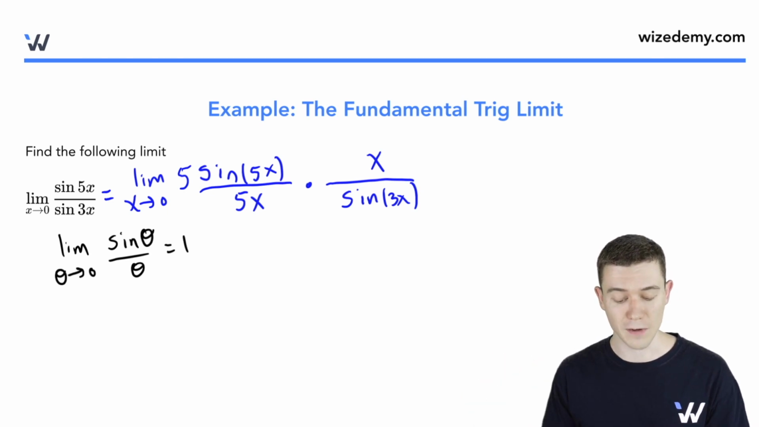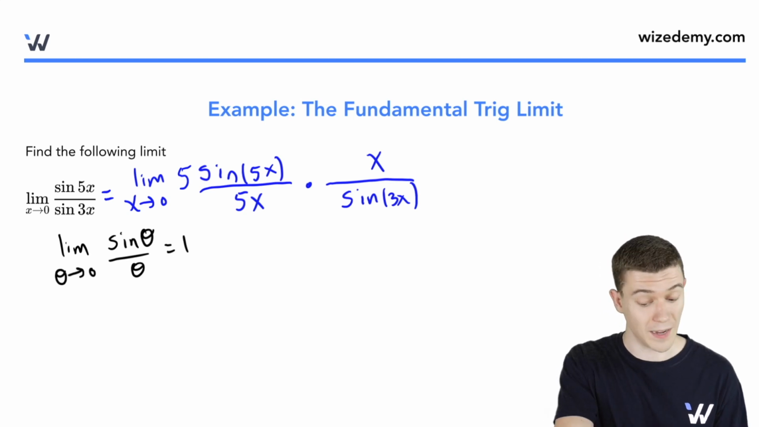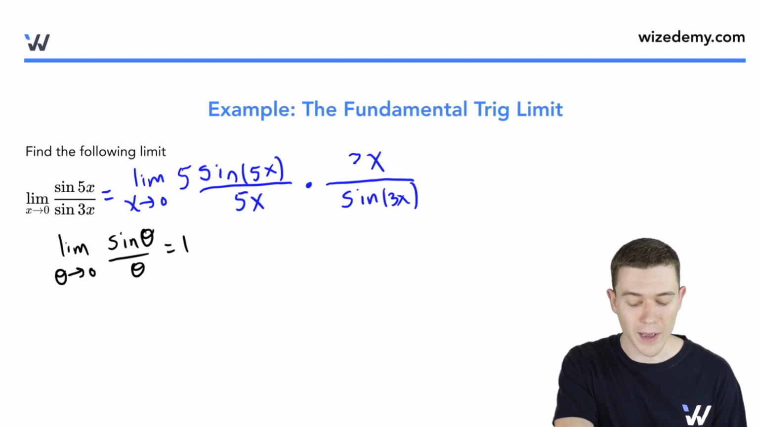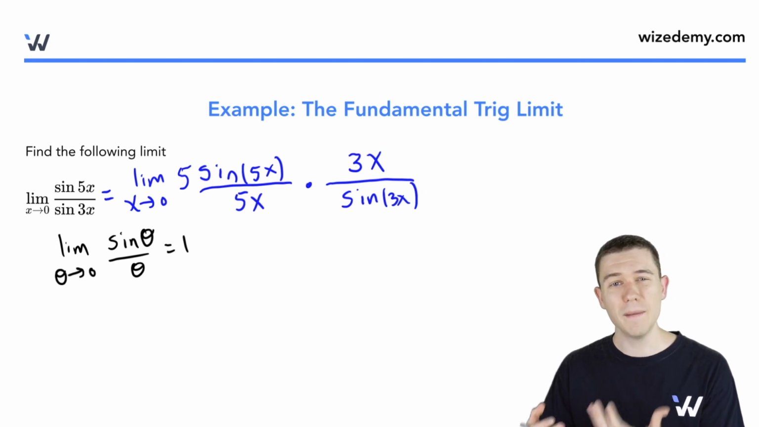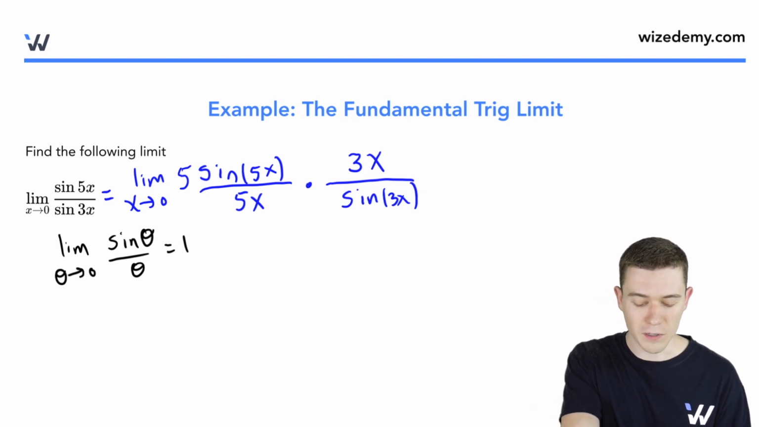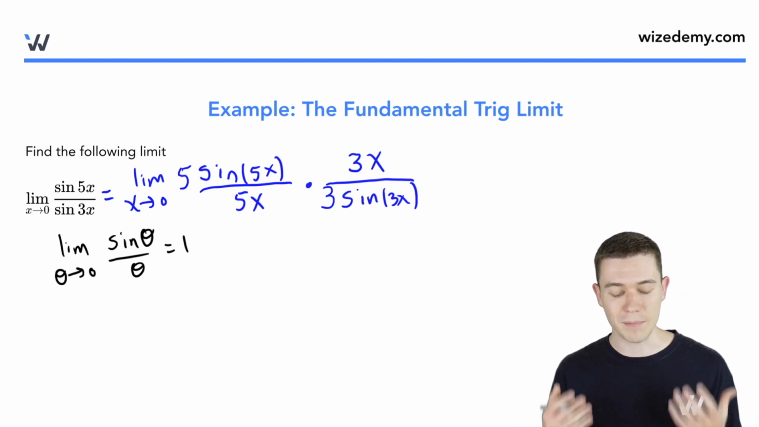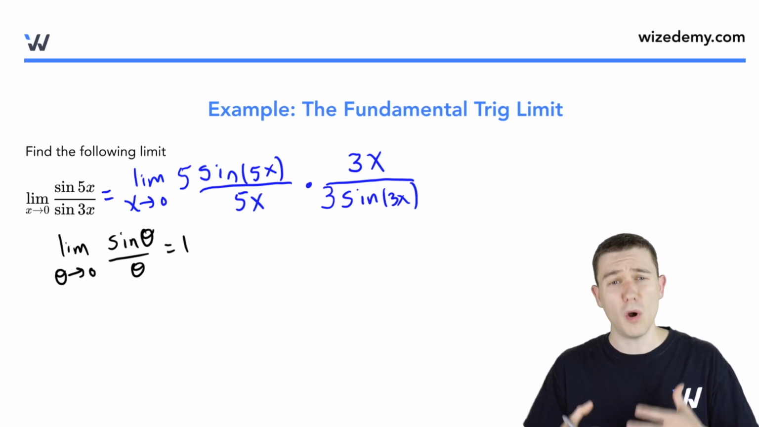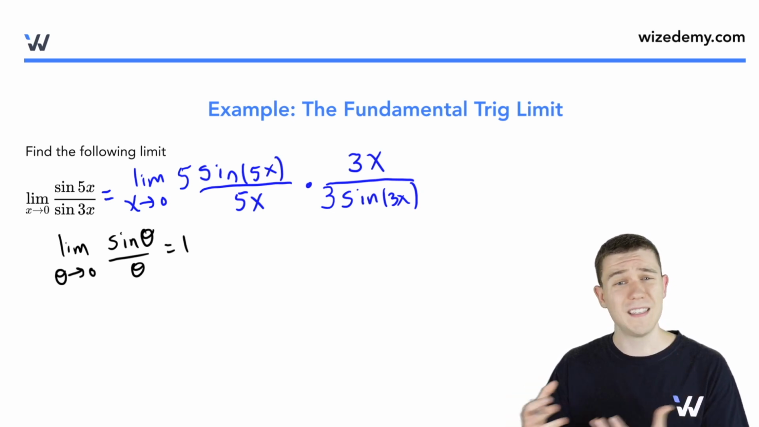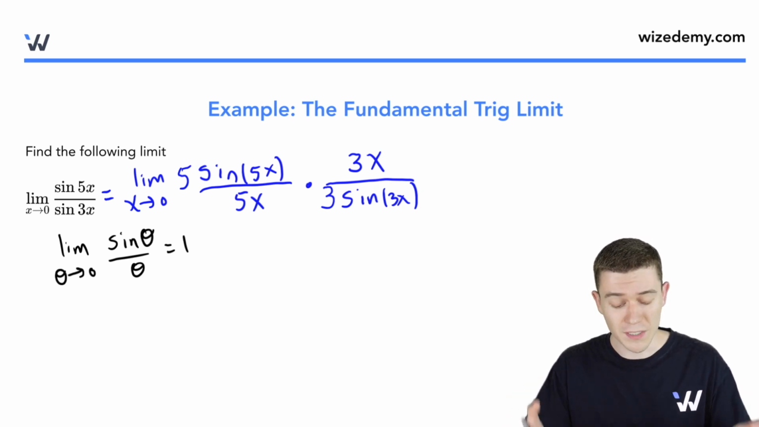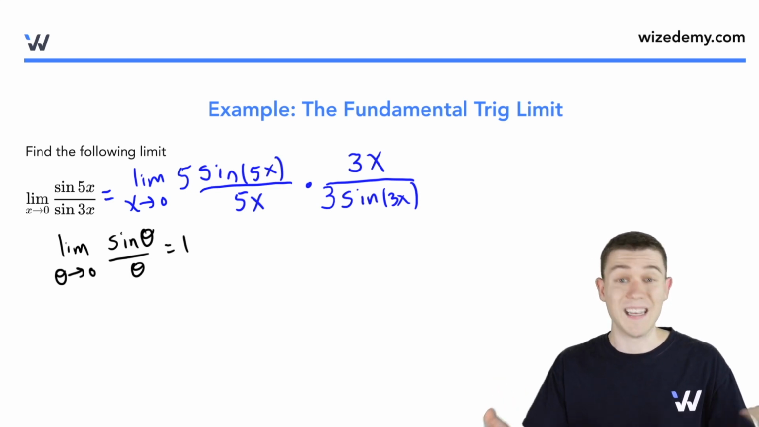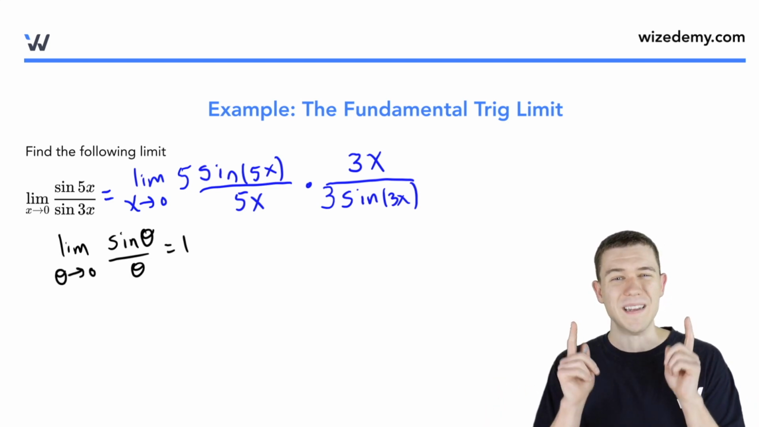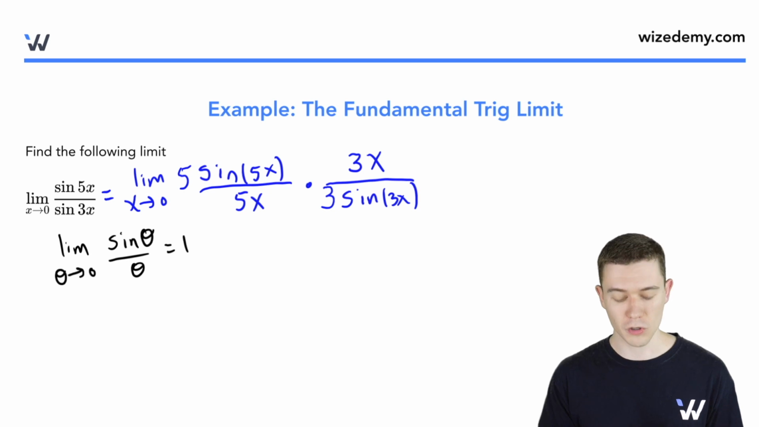Now for the second fraction, I need a 3x over the sine of 3x, and I already have the x now. I'll go ahead and just put that 3 there. But I can't multiply by 3 out of thin air. I also have to divide by 3 to keep the equation balanced. So all we've really done is some fancy multiplication by 1s. You'll see you could just cancel things and get the original problem. But now we can apply this fundamental trig limit.